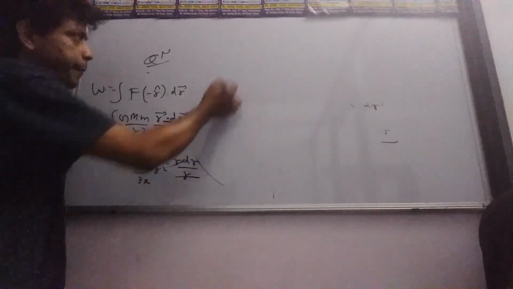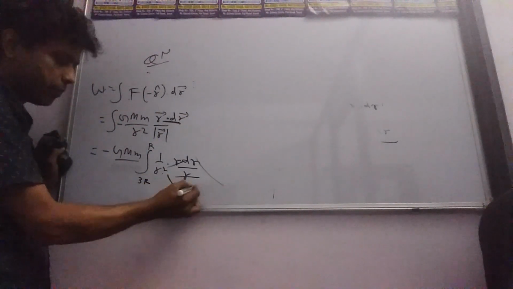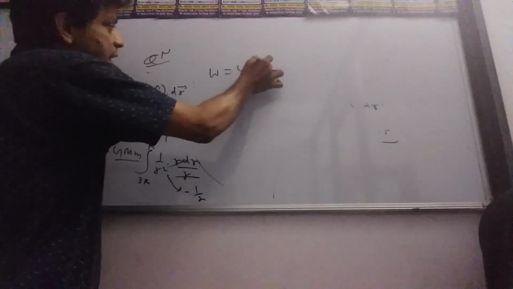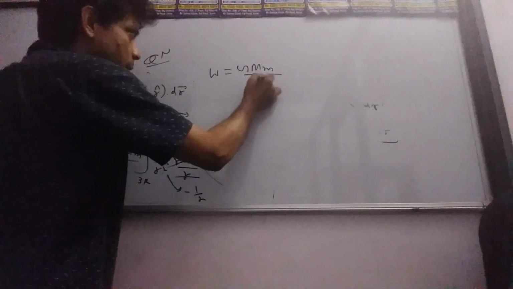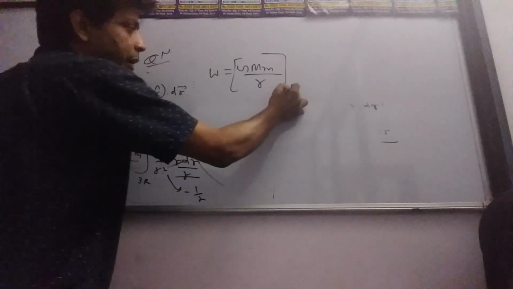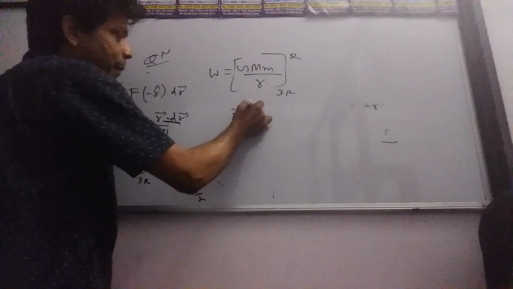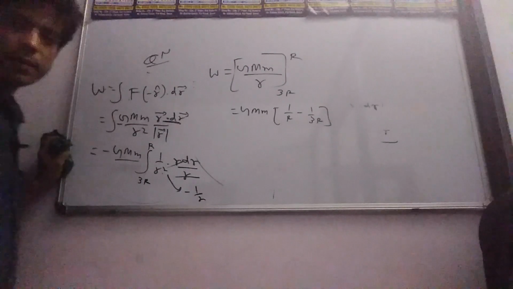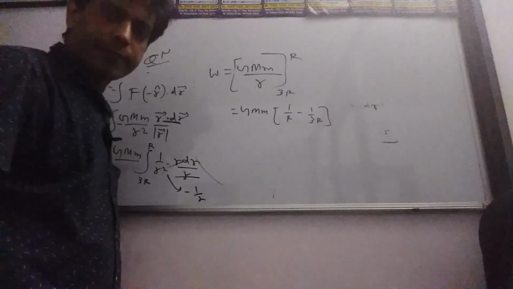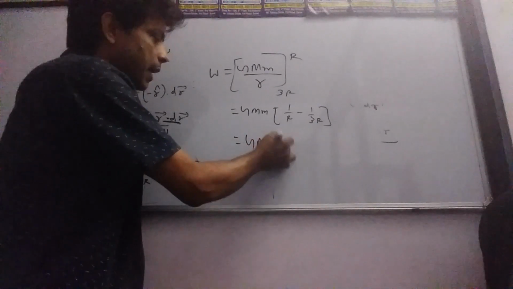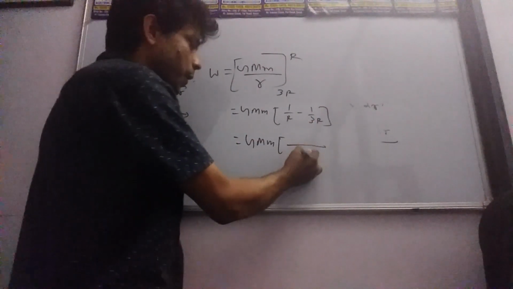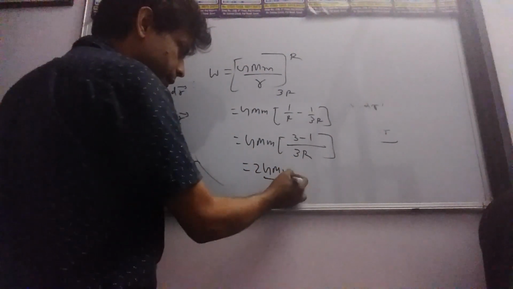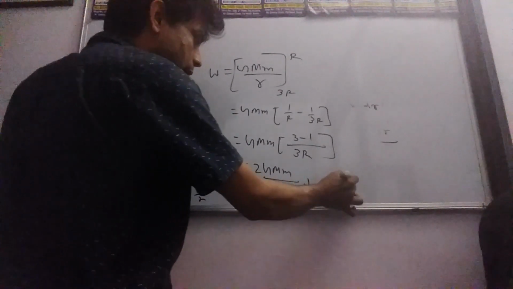Now see, 1 by r square dr. Integration is minus 1 by r. Minus minus plus. So now the work done is equal to GMm by r here. And the limit is what here? 3r to r. So GMm and 1 by r minus 1 by 3r. I suppose you are understanding properly. So GMm and the LCM is what here? 3r. 3 minus 1, 2 GMm by 3r joule. Answer.